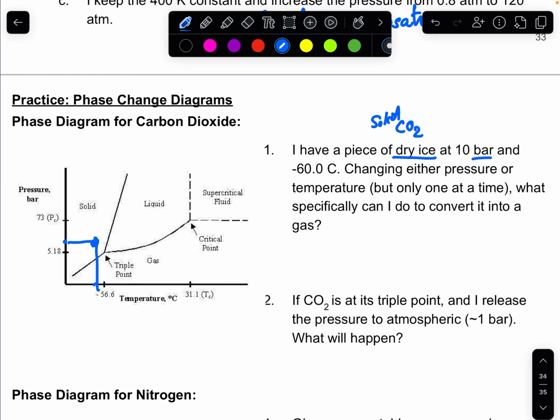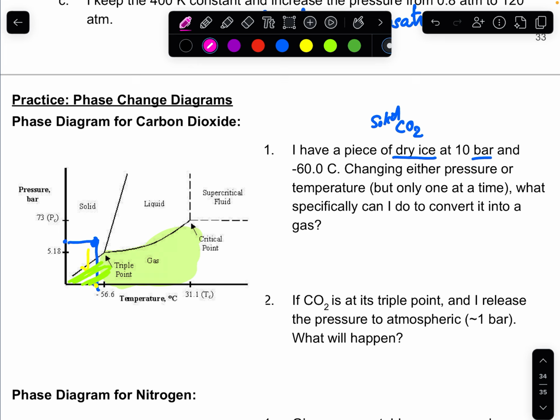Okay, I want to convert that into gas. That means I have to bring this one into this region, the highlighted region. That is the region we have to reach. So what we can do, keeping minus 60 degrees Celsius the same, is lower the pressure. If we lower the pressure, we can reach the green area, which is the gas area.